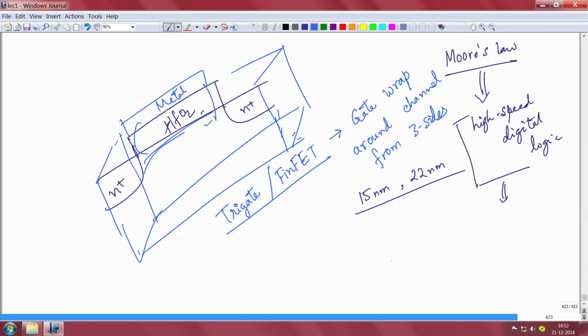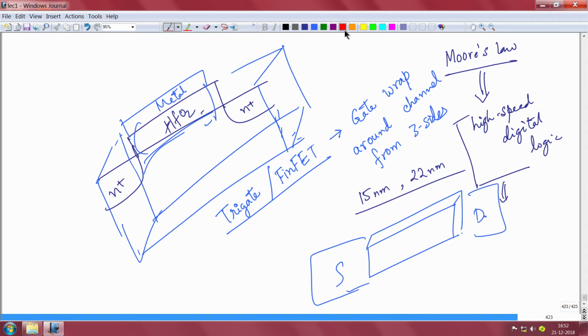Okay. So what it means is that you might have a fin like this. Actually, I am not very good at drawing, but you might have a fin like this, and then this will be a source, and this will be a drain, and this fin is a connecting silicon only. Your gate will wrap around this whole thing, from the other side also.